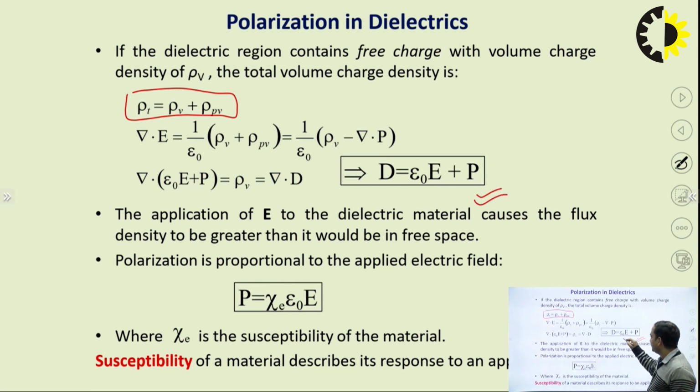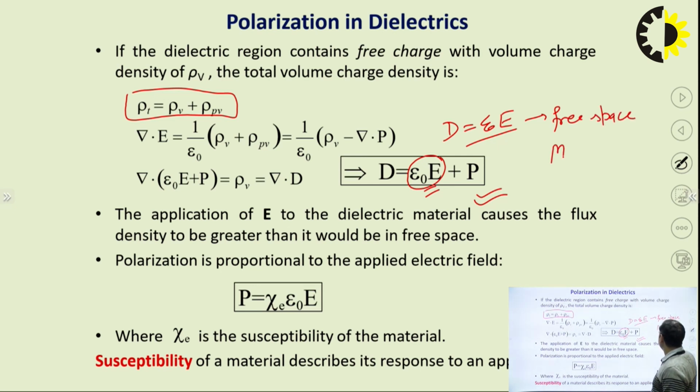The significance of this is simple: when we have free space, D will be equal to epsilon naught E. This is the case for free space. But when we have any other material, the dielectrics, we have to add one more factor, that is P, the polarization. So D is equal to epsilon E plus P.